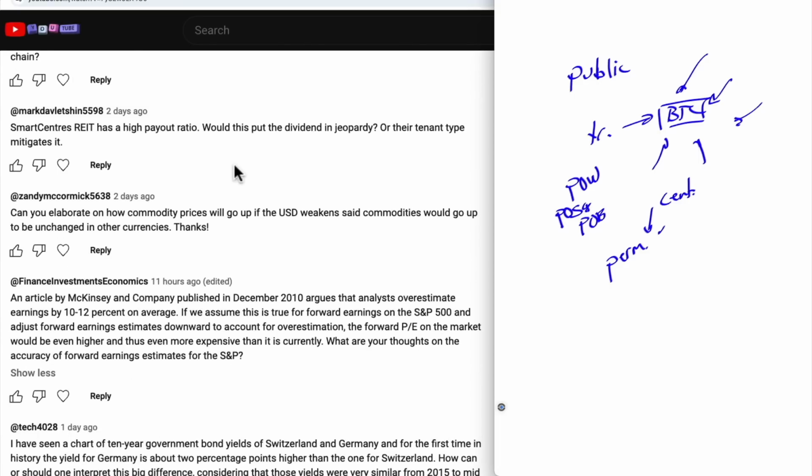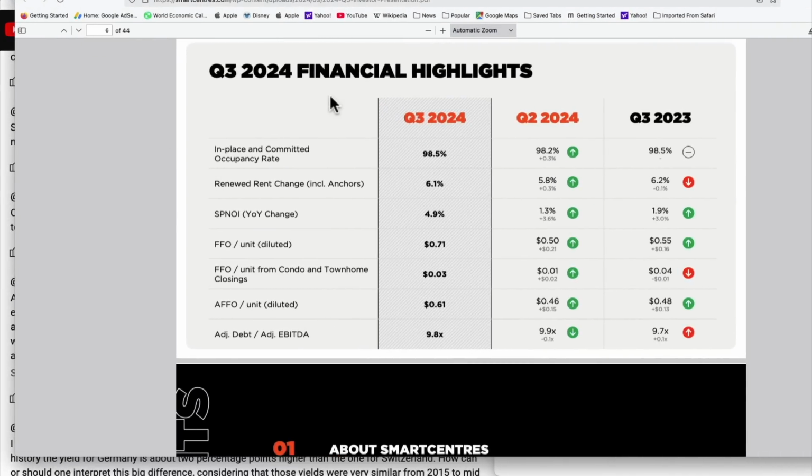Smart Centers REIT has a high payout ratio. It is a REIT. Would this put the dividend in jeopardy? No, I don't think so. Let's have a look at Smart Centers here. Here is Q3 2024. 15.4 cents is their payout. I think their payout per month is 15.4 cents. Yeah, so 46 cents per quarter.